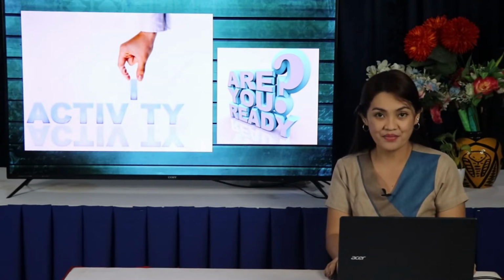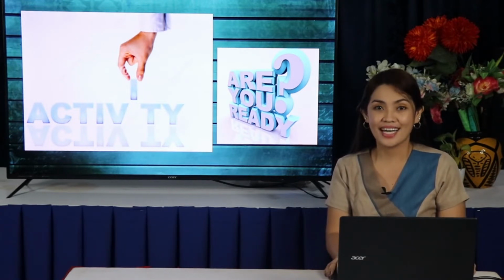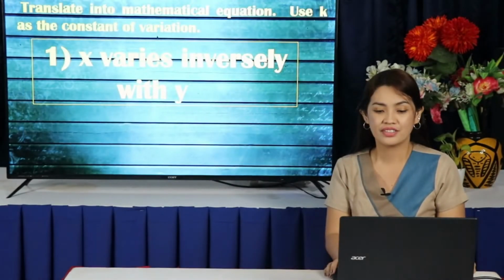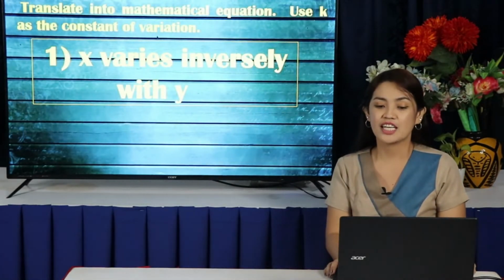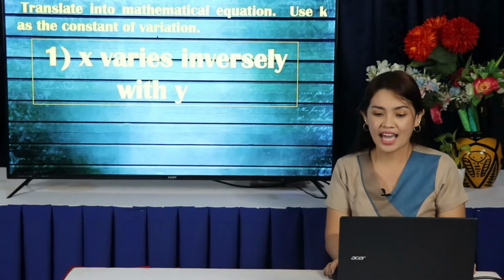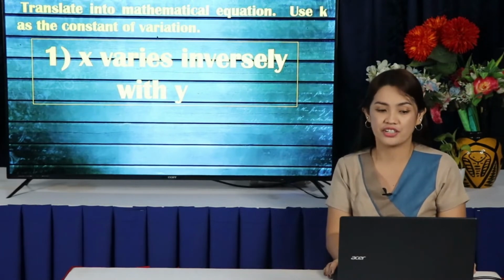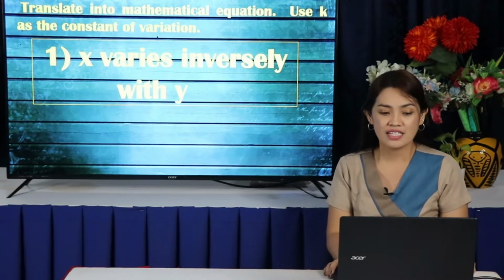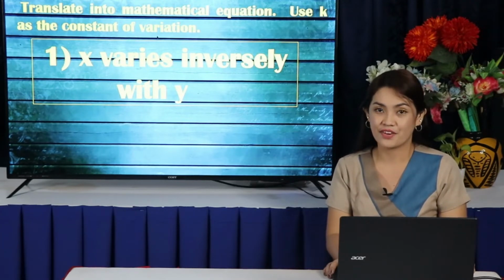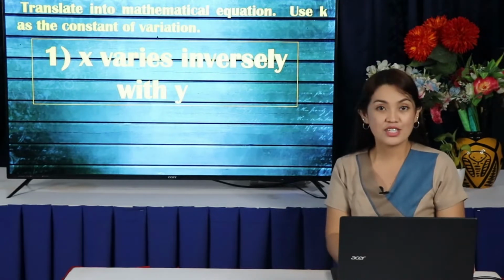Are you ready now? Let's begin. Number 1. Translate this mathematical equation. Use k as the constant of variation. X varies inversely with y. You have 5 seconds. Your 5 seconds starts now.